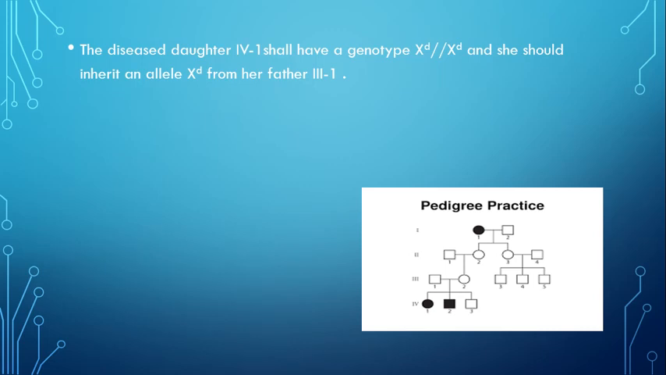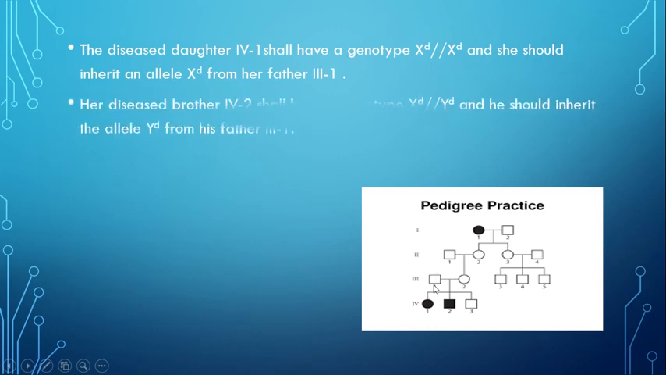For the diseased daughter, named 4-1 in this case, for her to be diseased, and if we want to take into consideration that the studied trait is located on the homologous segment of X and Y, then her genotype is supposed to be XD XD. And she shall receive an XD from her normal carrier mother and another XD from her normal carrier father in this case. Fine. Her diseased brother, number 4-2, also appears to be affected. In this case, he is supposed to have a genotype of XD YD, and he's supposed to receive the XD from his mother, who is normal and carrier, and the YD from his father.